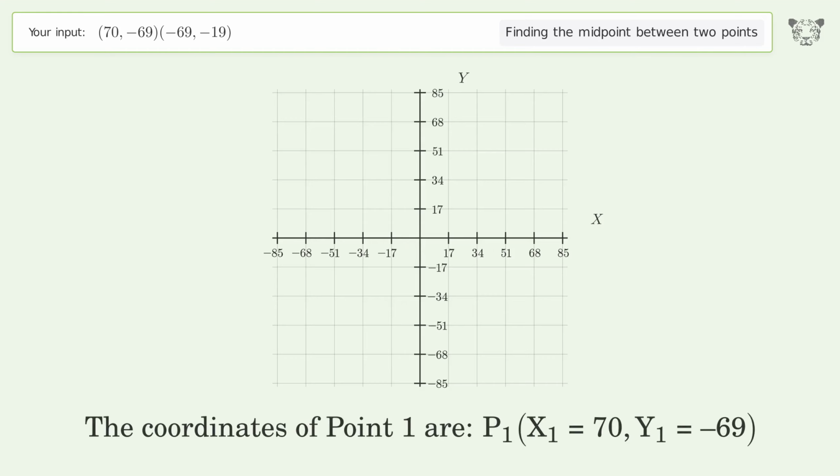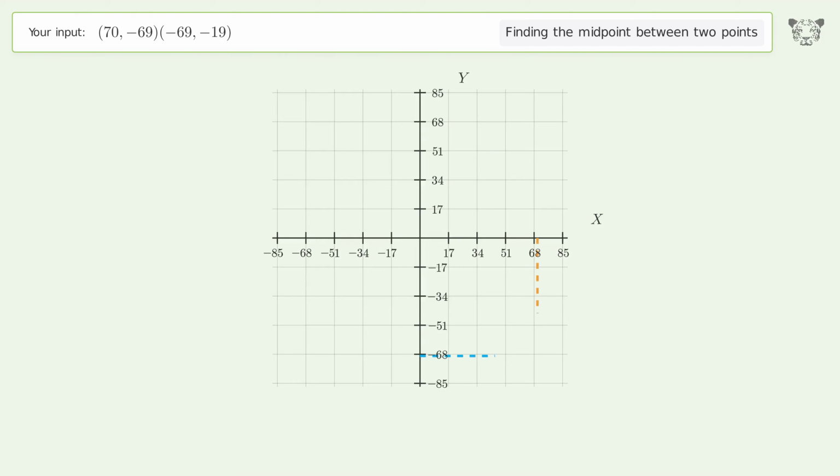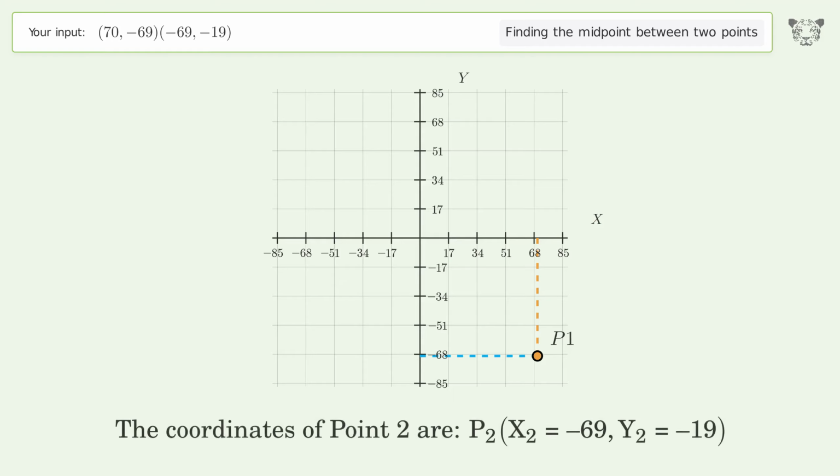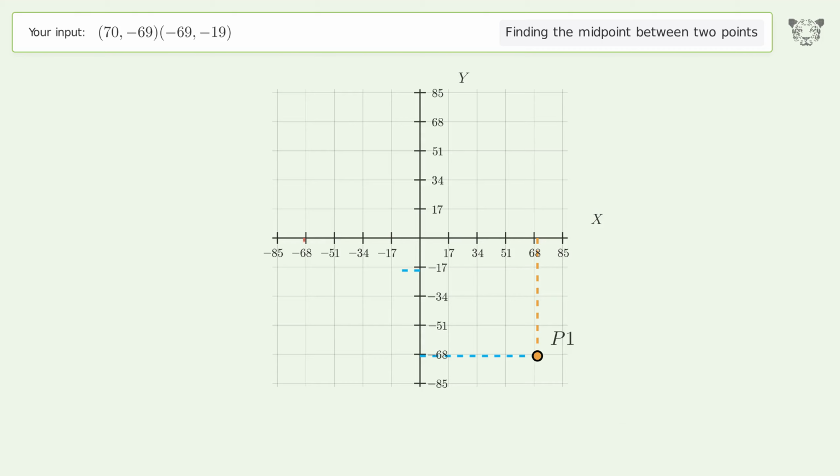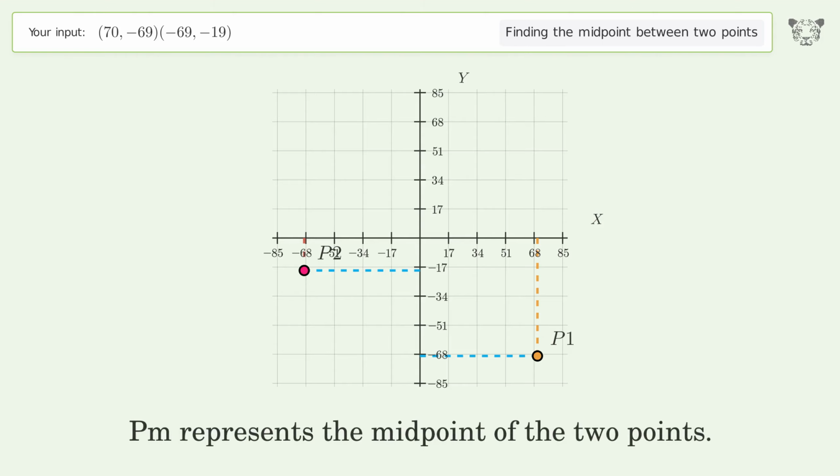The coordinates of point 1 are, x1 equals 70, y1 equals -69. The coordinates of point 2 are, x2 equals -69, y2 equals -19. PM represents the midpoint of the 2 points.